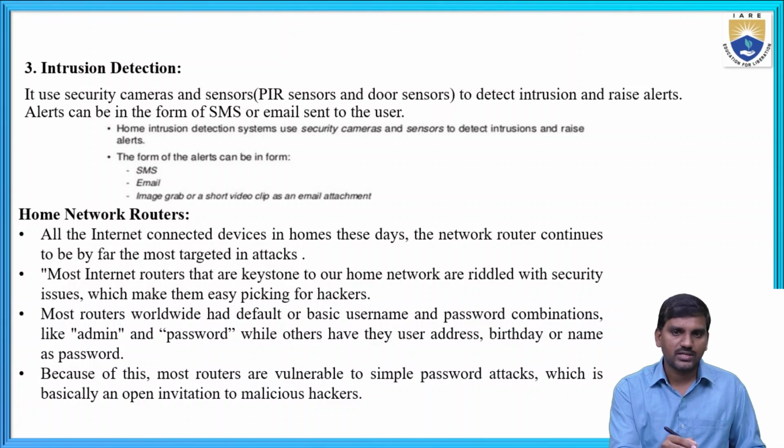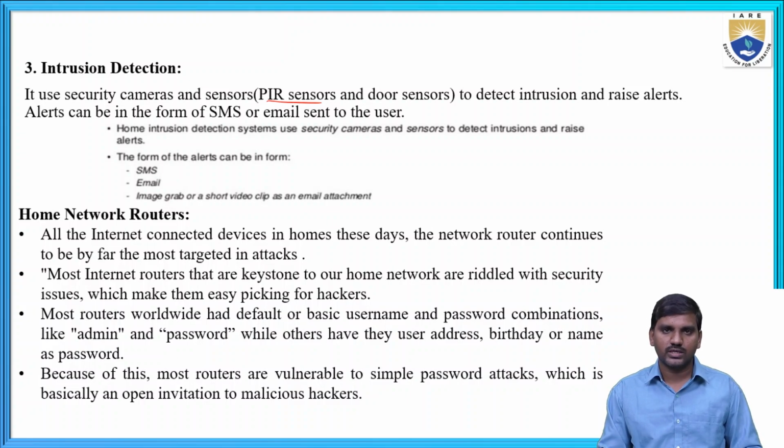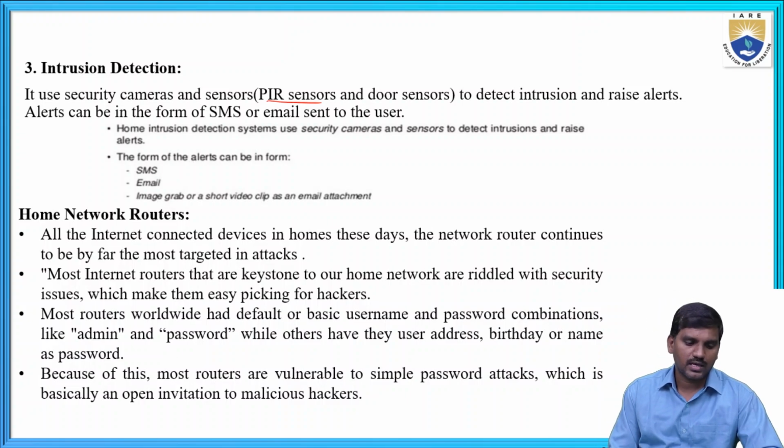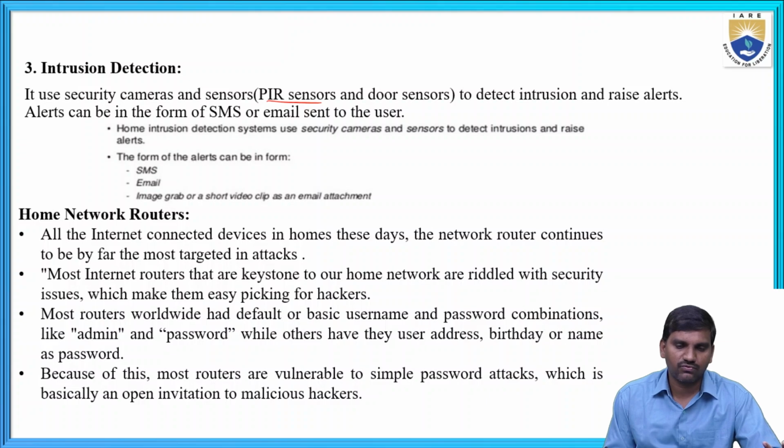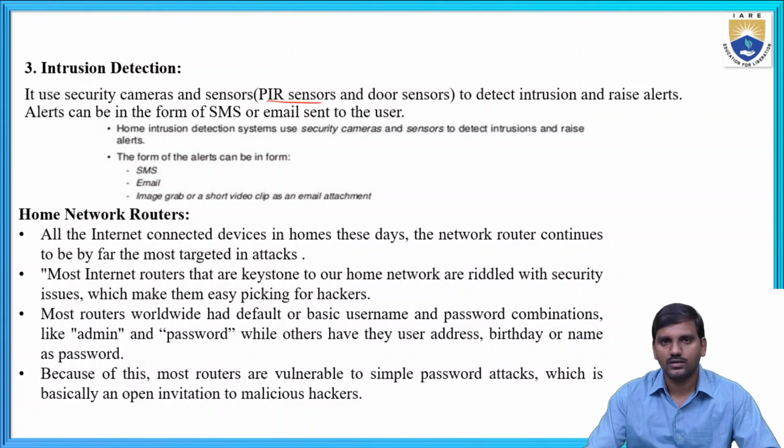In security cameras and sensors, PIR and door sensors are used to detect intrusion and raise alerts. If an unknown person is found, the alert is immediately sent to the particular person through the mobile app that we installed beforehand. So the alerts can be sent to that particular point.